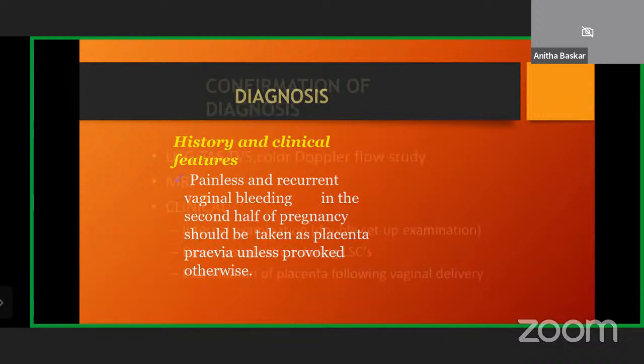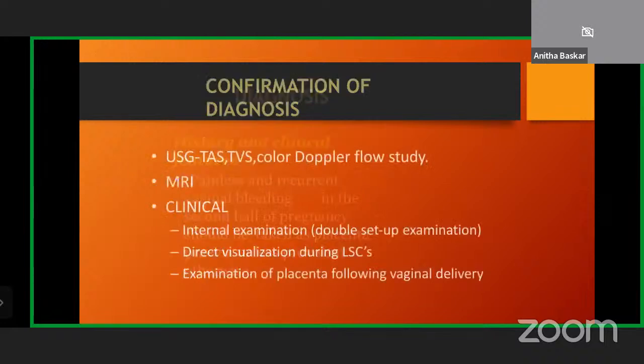Nowadays we are in the ultrasound era. You can confirm it by the third trimester scan, that is 34 to 36 weeks. Ultrasound, TVS, color Doppler, and then MRI you can do to rule out placenta accreta. It is very, very essential. If you diagnose placenta previa, you have to rule out placenta accreta.